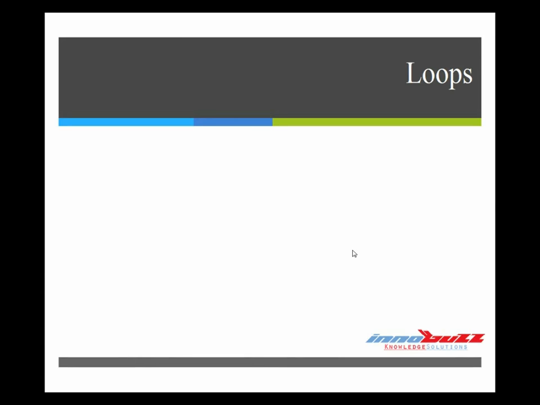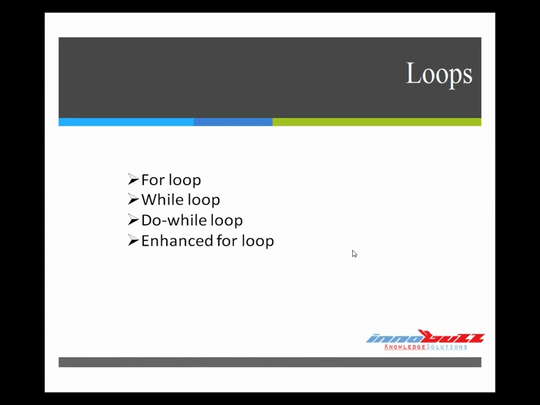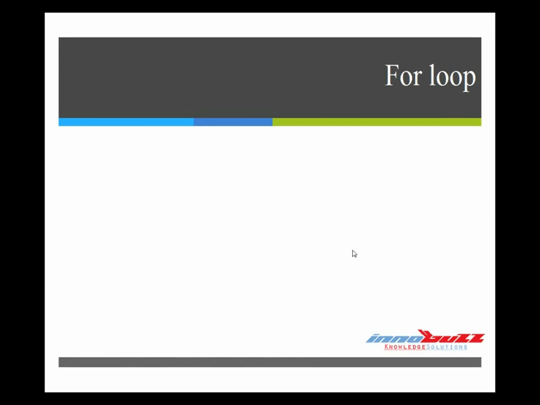What kind of loop types are in the Java language? The for loop, the while loop, the do while loop, and the enhanced for loop, which is only available from Java 5. Now let us talk in more detail about the for loop. The for loop is the most complex loop statement in the Java language.